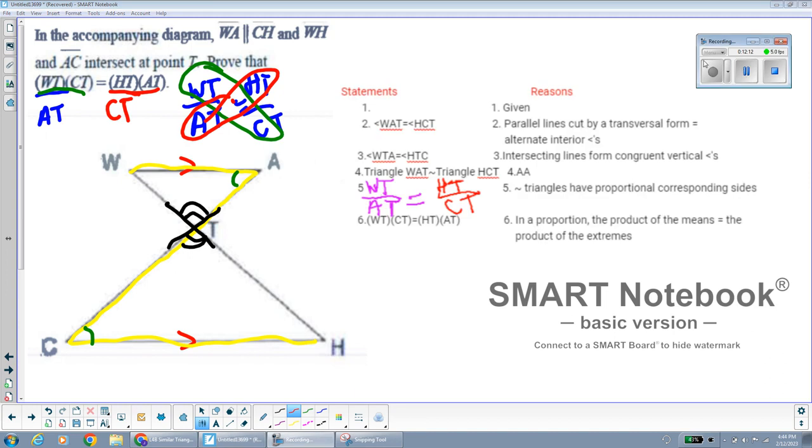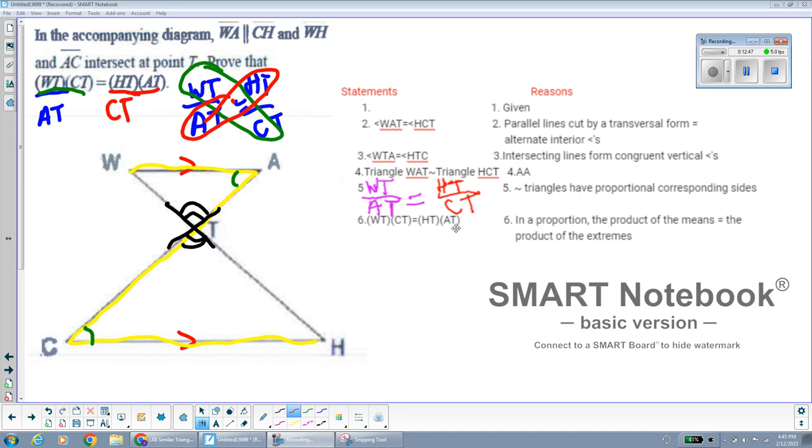And what's very important when you're proving a product is to make sure that the proportion that you create does in fact cross multiply to give you the product you're actually trying to prove. So notice in my proof, I have my alternate interior angles being congruent due to the parallel lines cut by the transversal. I have my congruent vertical angles formed by the intersecting lines, so that gives me AA. Then it's one more step after proving the triangles similar to prove a proportion, and it's always the same reason every time. And then after that, it's one more step to prove a product.